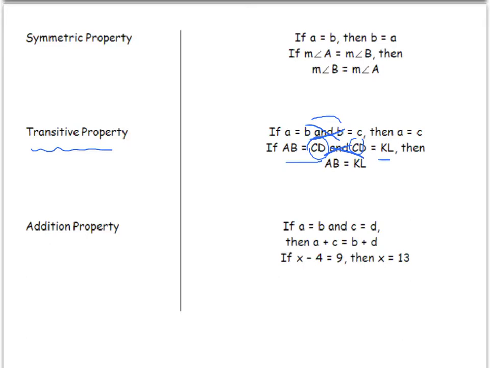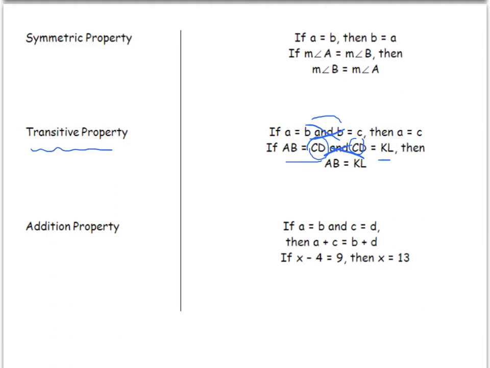The next few properties are going to be really easy for you to remember. The first of which is the addition property. The addition property says if you add something to one side in order to balance it, you have to add it to the other side.